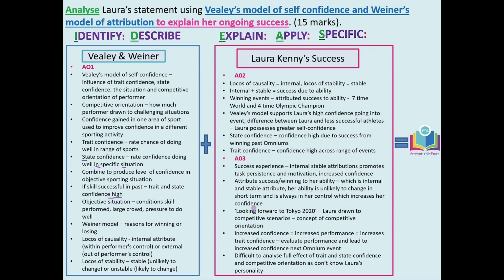It says she's looking forward to Tokyo 2020, so it shows that she's drawn to competitive scenarios. So that's a concept there of competitive orientation that we looked at earlier. So the increased confidence increases her performance, which then ultimately increases her trait confidence, so her confidence across a range of events. She evaluates her performance and it leads to increased confidence next time she does the Omnium. It's difficult though to analyse the full effect of her trait and state confidence and her competitive orientation as we don't know Laura's personality type.